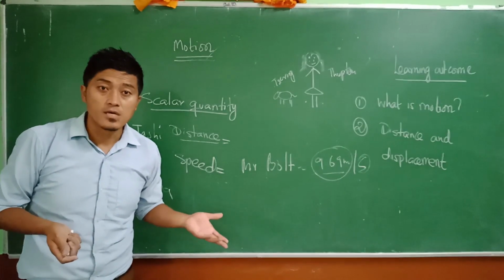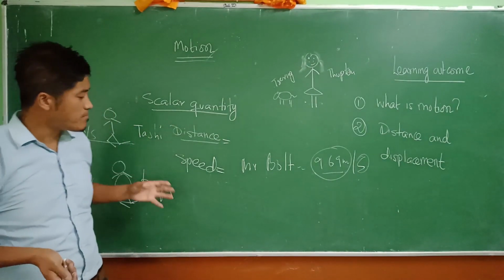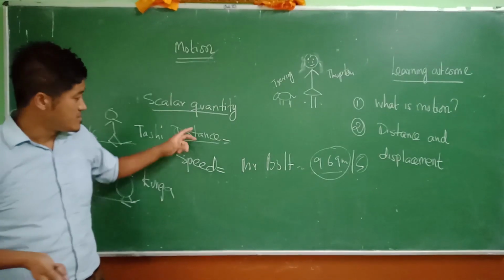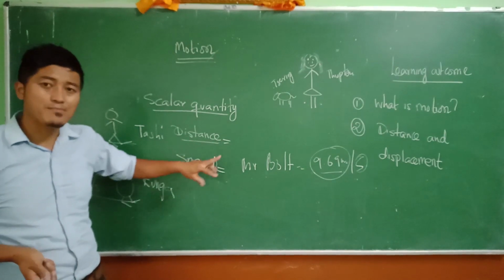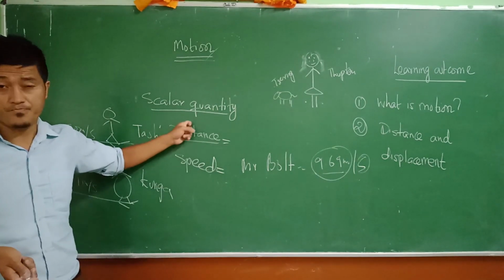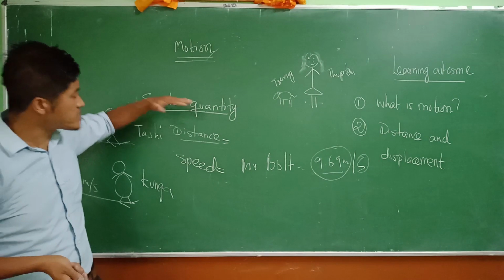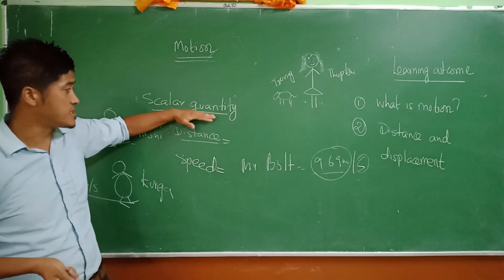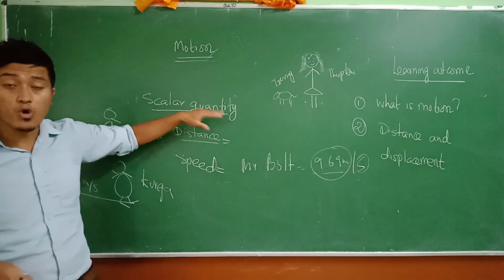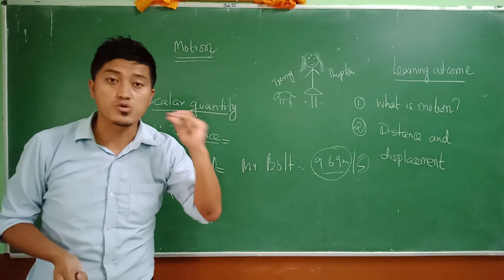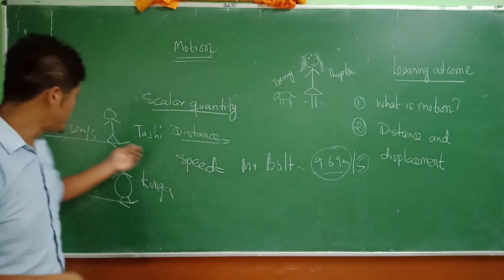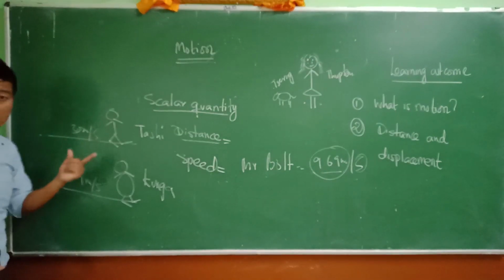So generally, when we talk about distance and speed, they belong to the same category, that is scalar quantity. So what is a scalar quantity? Scalar quantities are those quantities which only show the magnitude, but there is no direction in them. For example, the magnitude in this case is 30 meters per second.